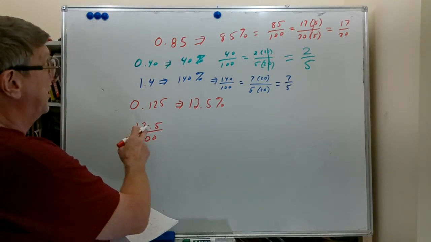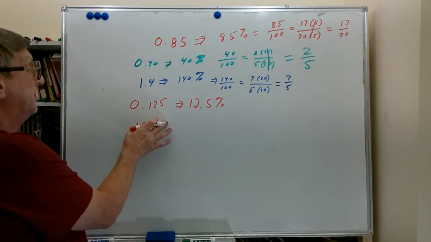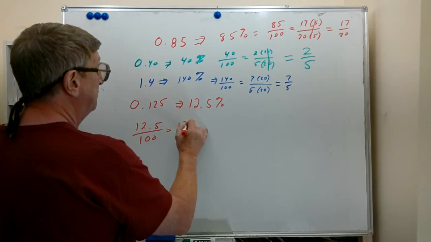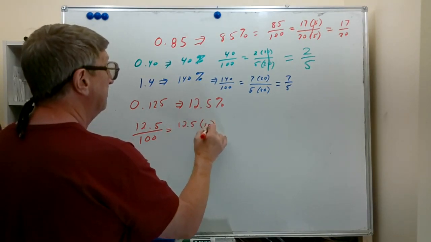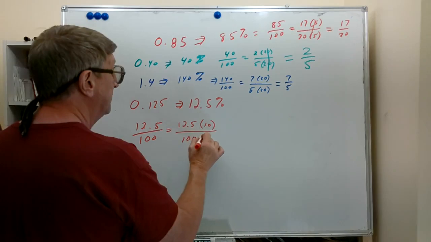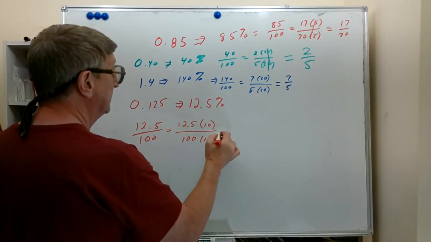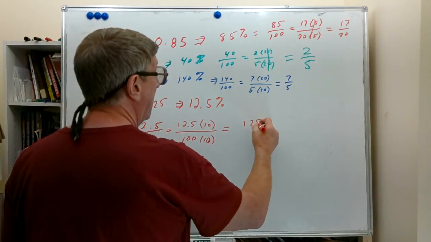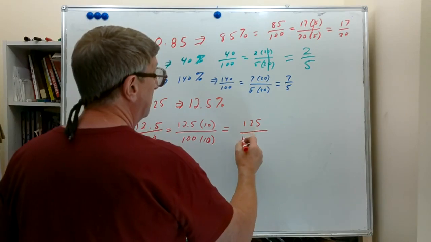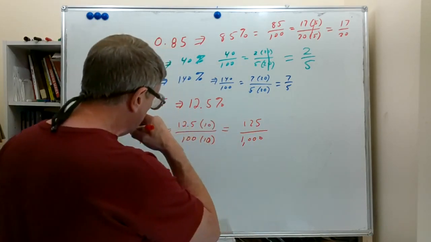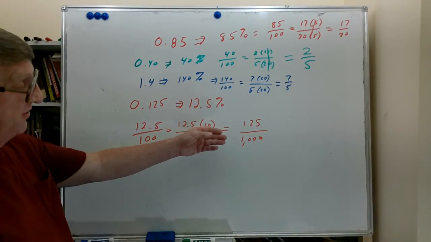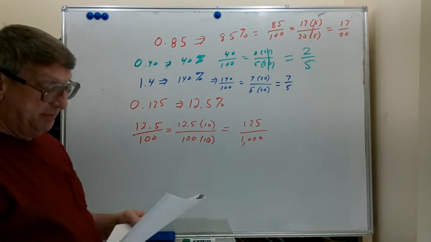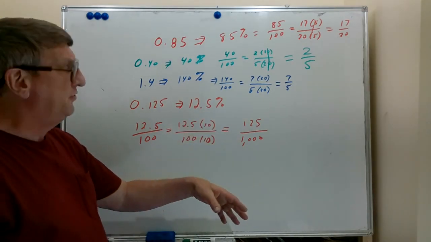Now, first thing, let's get rid of the fractional number in the numerator. We do that by going 12.5 times 10 over 100 times 10. Well, 12.5 times 10 is 125, and 100 times 10 is 1,000. So now we have three equivalent fractions, but we have whole numbers in our numerator and in our denominator, which is helpful before we reduce the fraction.